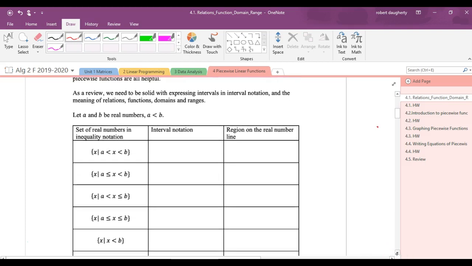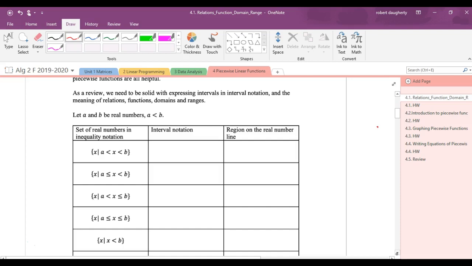We need to be used to expressing our answers in something we call interval notation. Okay, so you probably spent a lot of time in middle school dealing with inequalities: less than, greater than, less than or equal to, greater than or equal to. We want to express all of our numbers now in something we call interval notation.